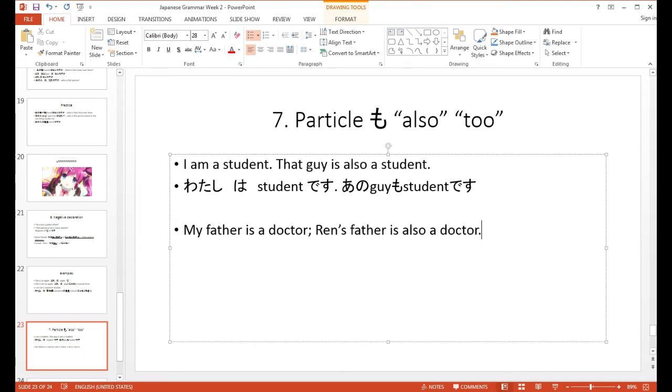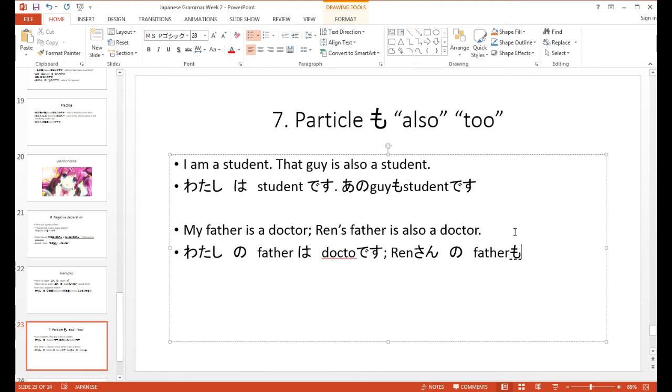So how do you do this? There are two possessives, right? There's my father, a possessive thing, and Ren's father, a possessive thing. So you're going to use the particle no in this case. So my father would be watashi no father, right? Doctor desu. Ren-san no father mo doctor desu.